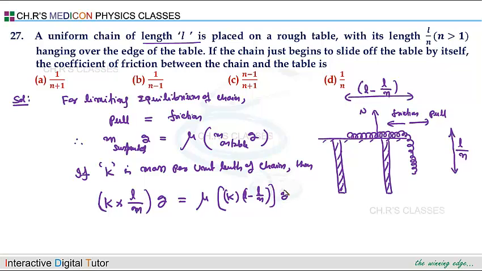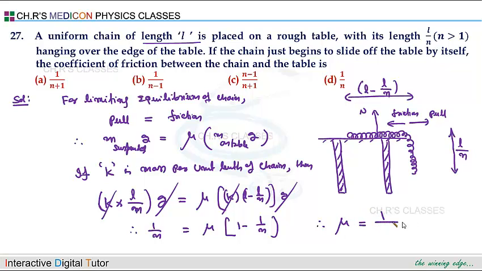So now here G is cancelling, K also is cancelled, and one L also cancelled. Therefore 1 by N is equal to mu into 1 minus 1 by N. Therefore mu is equal to 1 by N minus 1, that remains. Therefore option B is the correct answer.